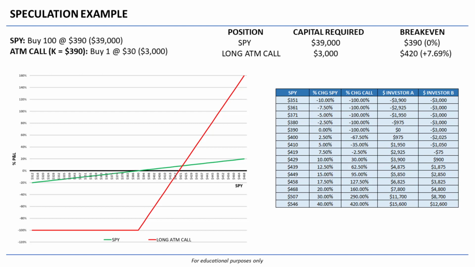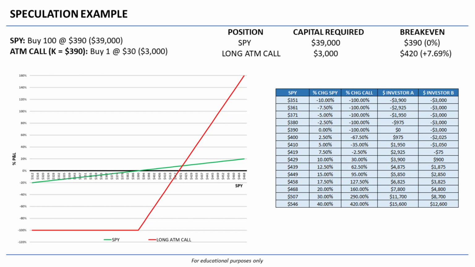For Investor B, the red line, the capital requirement was just $3,000. He has exposure to 100 shares of SPY at a price of $390 for a fraction of the capital, 13 times less capital than his friend. That's where the leverage comes in. As you can see in the graph and table, the relationship between the two positions is not linear. The return on the call grows much faster in percentage terms than the return on SPY.